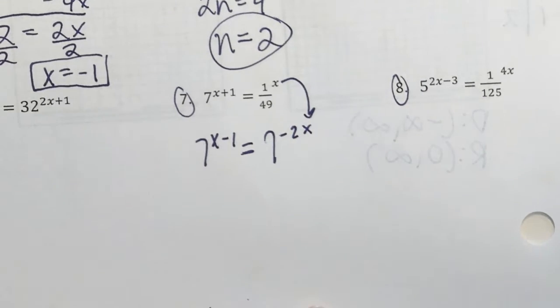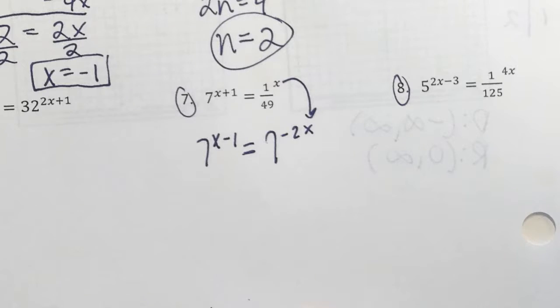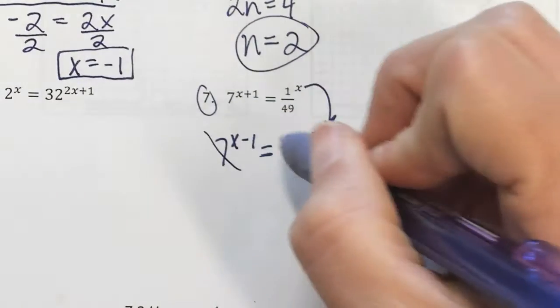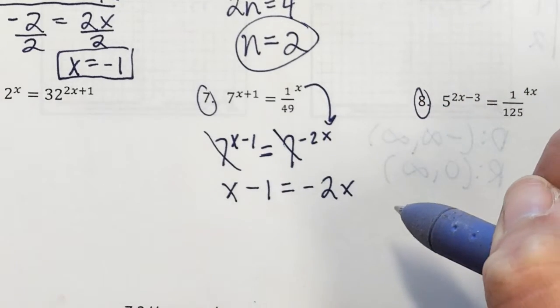Okay. So from here, I will cancel out my 7s. I get x minus 1 equals negative 2x. What would I do from here?